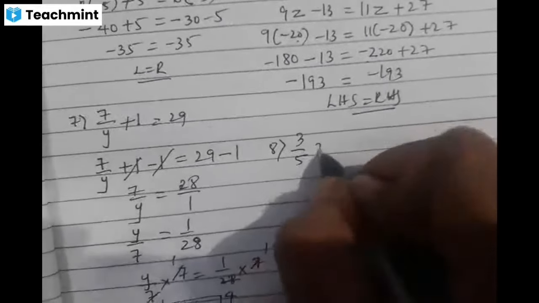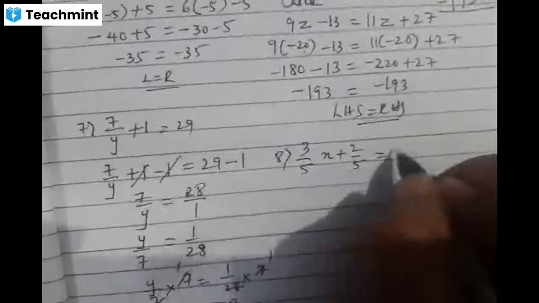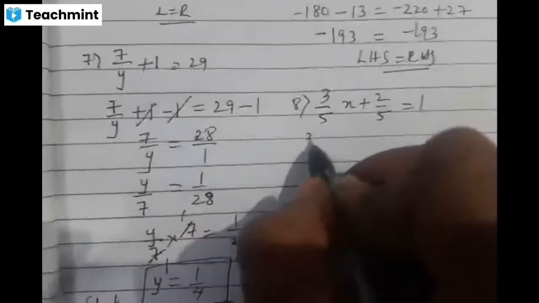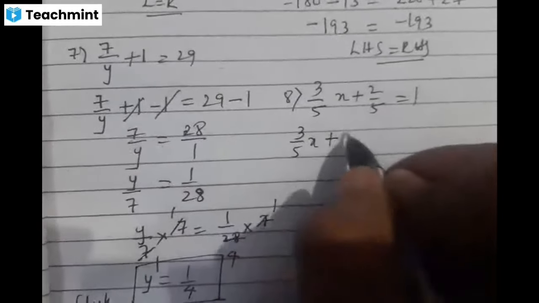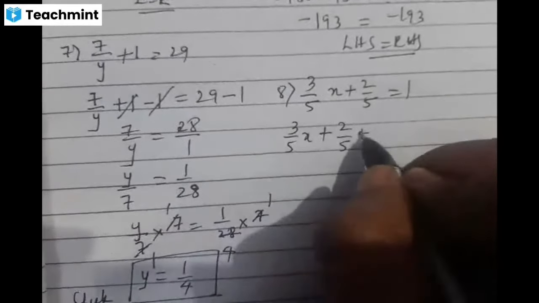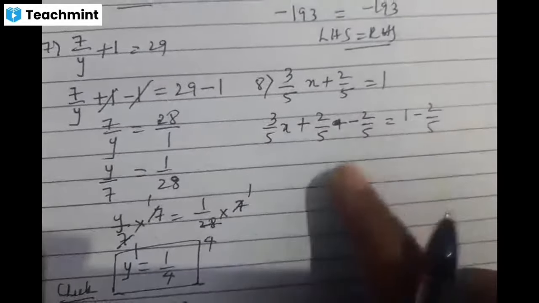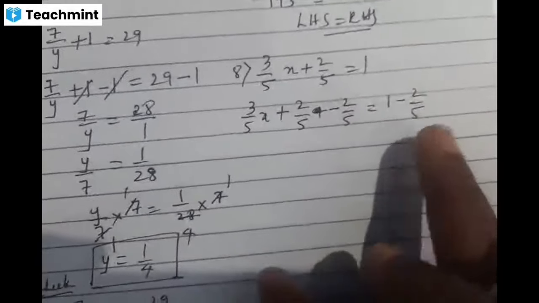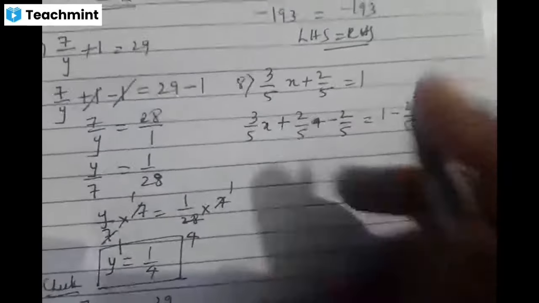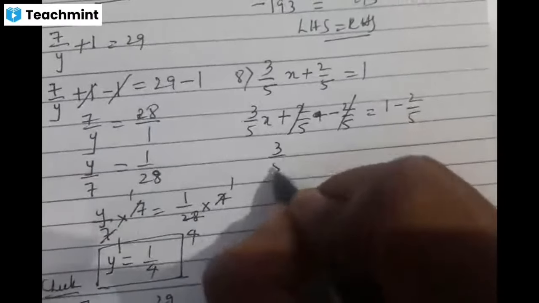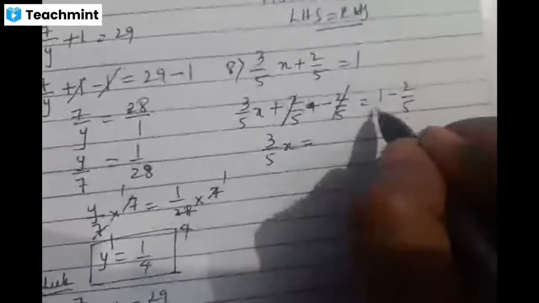3 by 5 x plus 2 by 5 is equal to 1. Same type, children. These two are the same type, so same type problems you can practice together. 3 by 5 x I keep as it is. To remove plus 2 by 5 I have to subtract 2 by 5. When I do minus 2 by 5 in the left hand side, I have to do minus 2 by 5 in the right hand side also. Plus 2 by 5 minus 2 by 5 get cancelled. You are left with 3 by 5 x is equal to LCM.